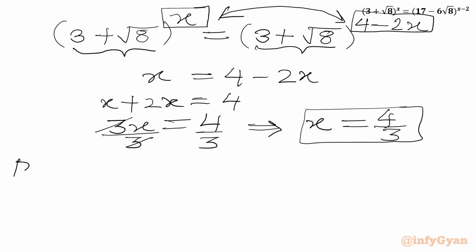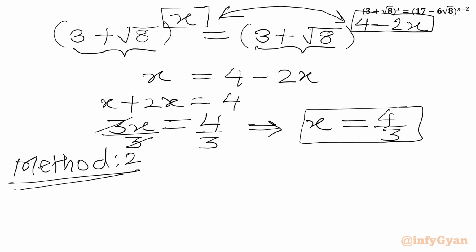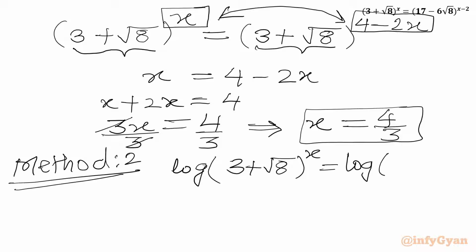Now we will consider our method number 2. Here we are using log. So I will take log on both sides. I will write log of 3 plus root 8 whole power x equal to log of 17 minus 6 root 8 whole power x minus 2.